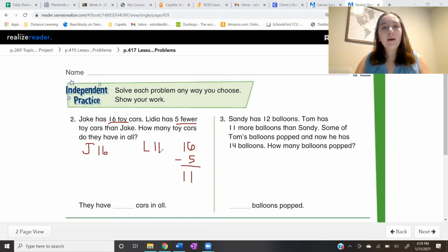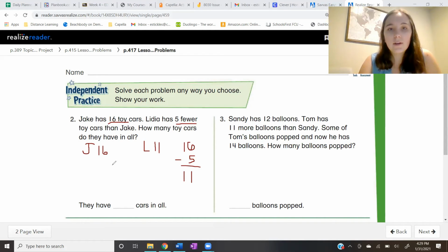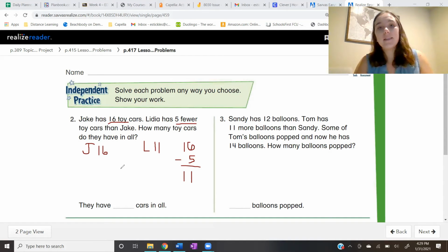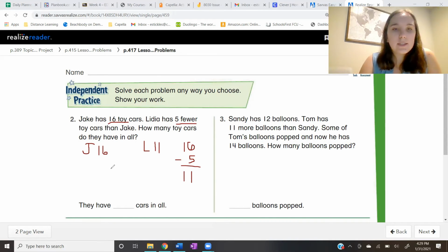Now they want to know how many toy cars do they have in all. So this is the second step. This is where we're going to take Jake's 16 toy cars and add it to Lydia's 11 toy cars. And that's going to tell us how many they have all together. So I'm going to stack up my numbers. Remember, you can do this addition however you like. I'm just going to choose to stack them up to solve it because I'd like to do it that way.